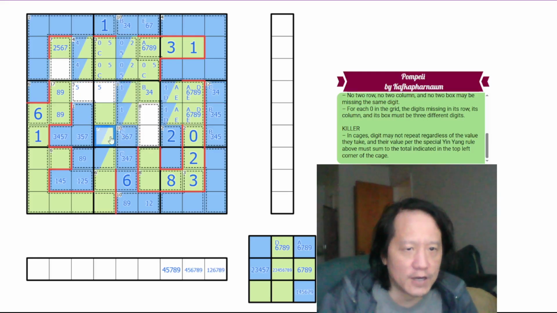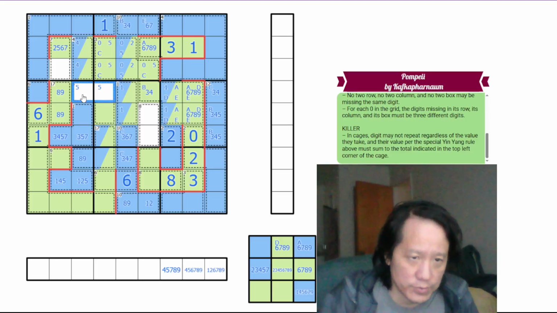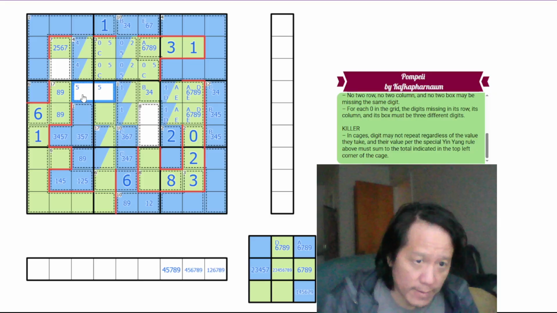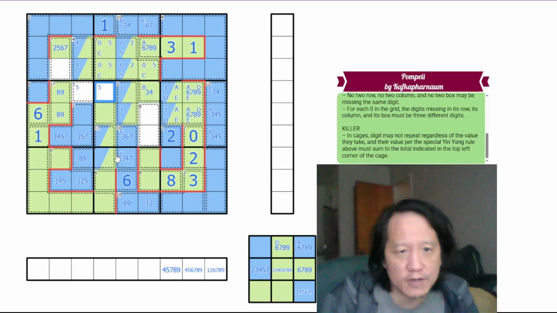This is 5. We could have 2 greens. It's either 2 greens or 2 blues. We don't know which. Can it be 2 blues? Maybe? If it's 2 blues, this would be a 5. No, this would be the 5. Right? Okay, this can't be 6 for one thing.